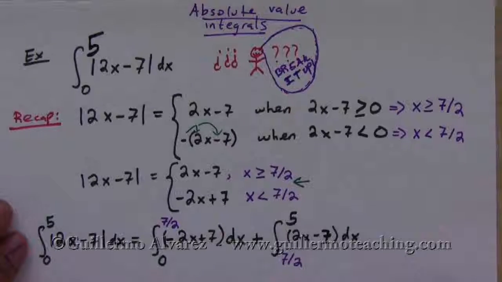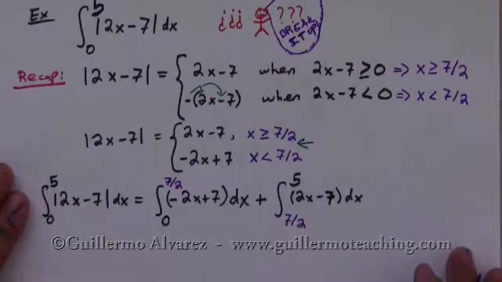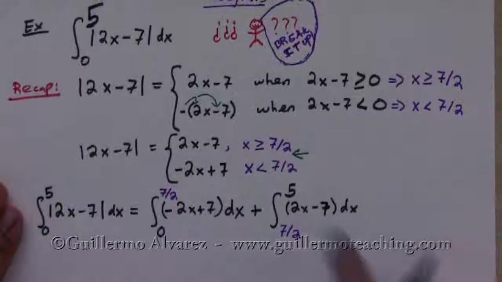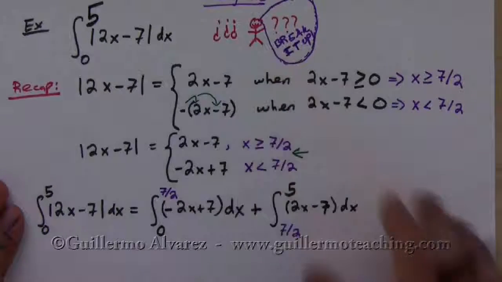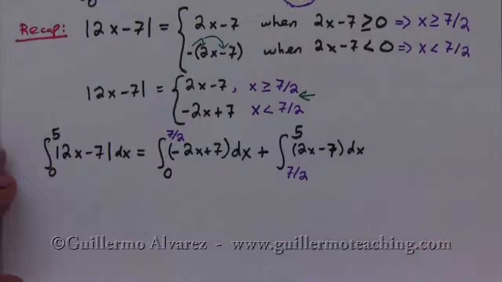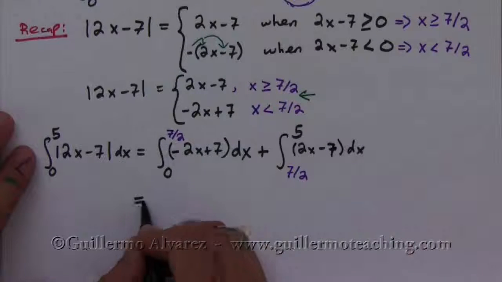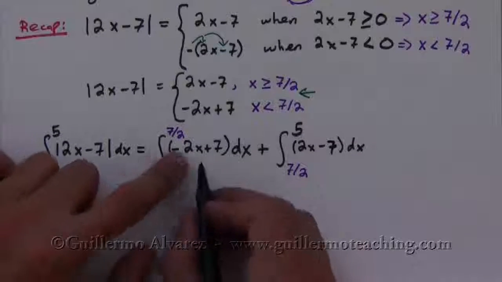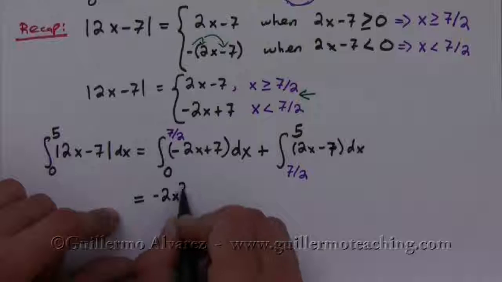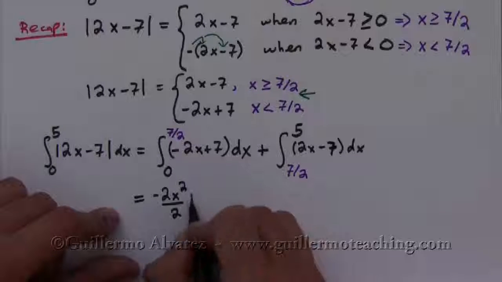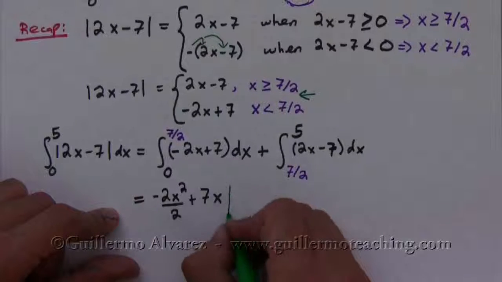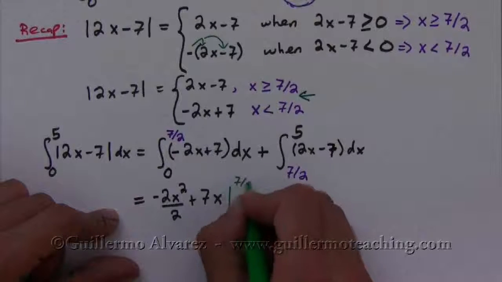Okay, now, well, now this is no problem, right? Because this I can do by breaking it up. By breaking it up, now this allows me to find the antiderivative, no problem. So here, I'm going to have the antiderivative of negative 2x is negative 2x squared over 2 plus 7x. And this is going to be evaluated from 0 to 7 over 2.